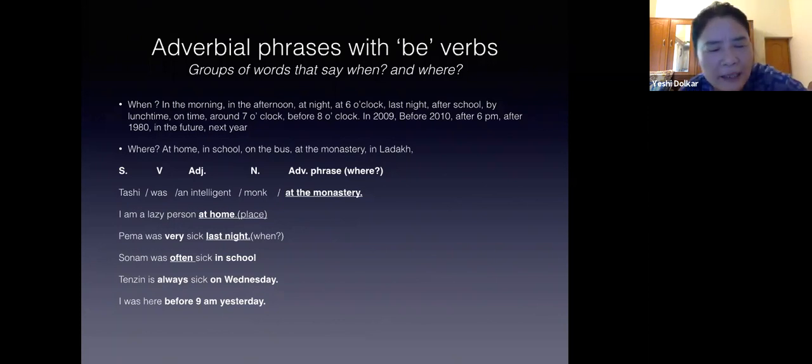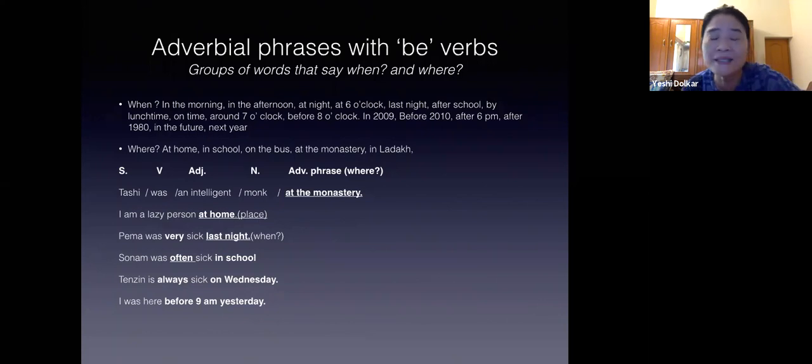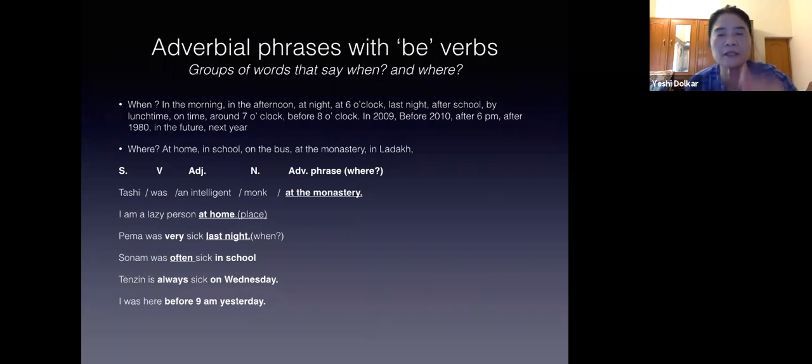See all these highlighted words or phrases in bold. They are adverbs. Some of these are phrases, some of these are words. For example, very is a word. Last night is a phrase. Often is a word. In school is a phrase. Always is one word. On Wednesday is a phrase. Before 9 a.m. yesterday, that's a phrase there. Be careful when you're using phrases.